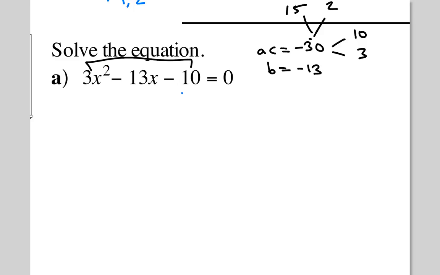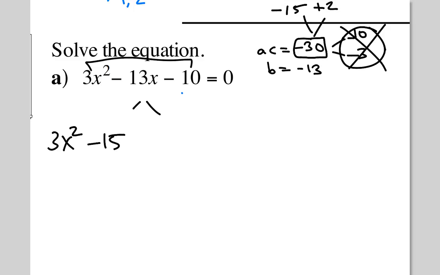I love the thinking. This helps a lot. What does the negative product tell me? That one has to be positive and the other has to be negative. So that won't work for this one. These ones both have to be negative for that to work, so it's not those ones. So this one's negative and this one's positive. Okay, so 3x squared, we've got a minus 15x and a positive 2x and a minus 10.